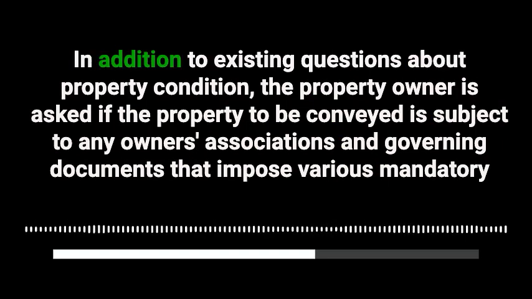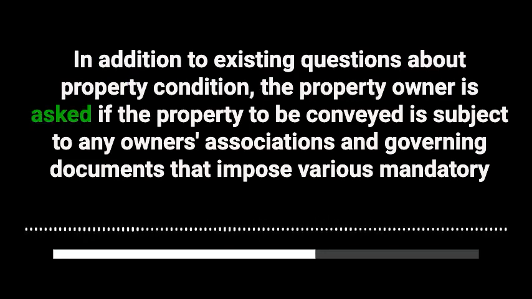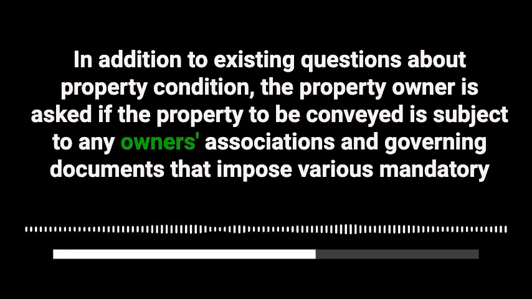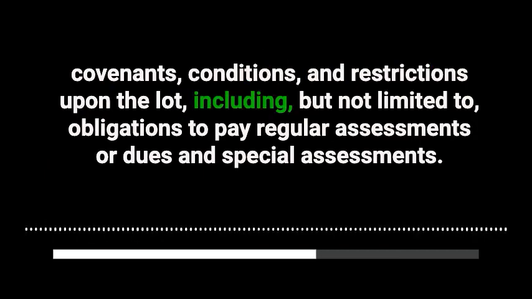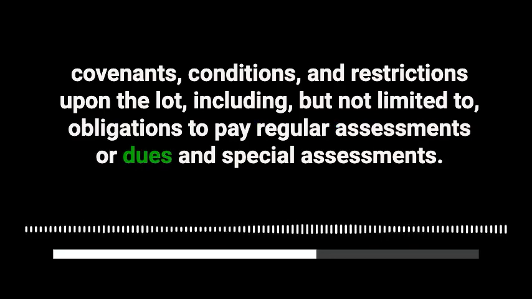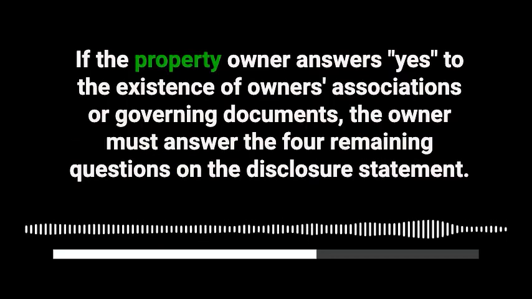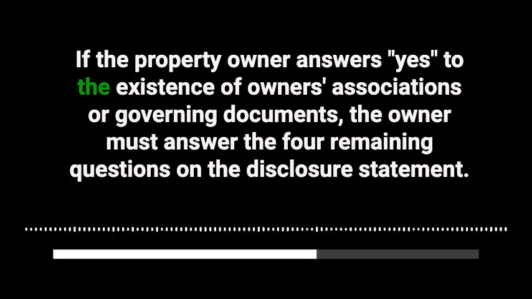In addition to existing questions about property condition, the property owner is asked if the property to be conveyed is subject to any owners' associations and governing documents that impose various mandatory covenants, conditions, and restrictions upon the lot, including, but not limited to, obligations to pay regular assessments or dues and special assessments. If the property owner answers yes to the existence of owners' associations or governing documents, the owner must answer the 4 remaining questions on the disclosure statement.